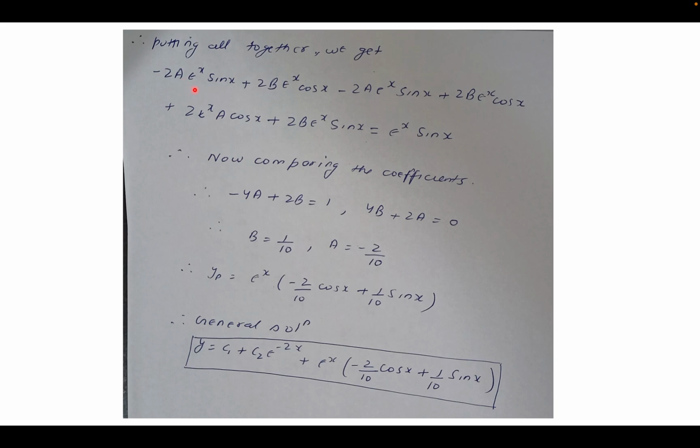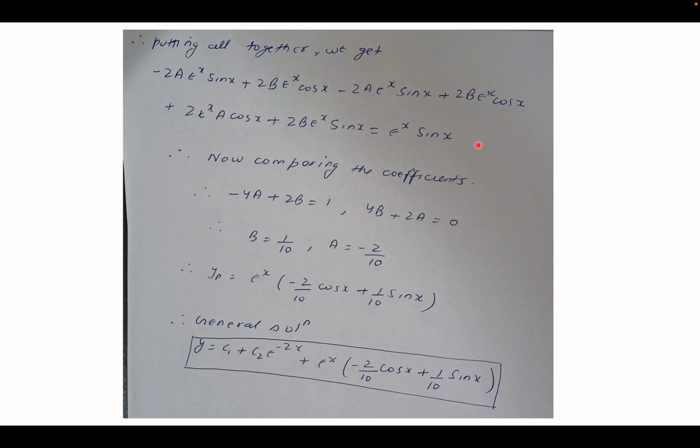So what you do now, you see you have e^x sin x terms and e^x cos x terms, right? If you just see this equation complete, you only have terms which are e^x sin x and e^x cos x. So now you can compare the coefficient of e^x sin x and e^x cos x on both the left hand side and the right hand side.